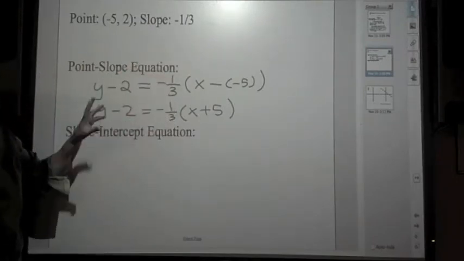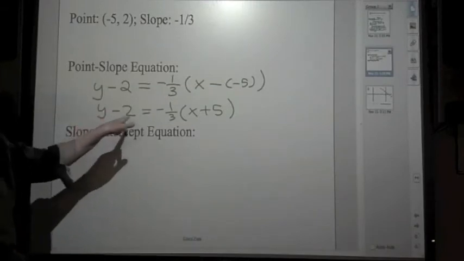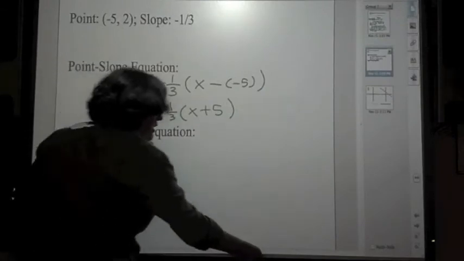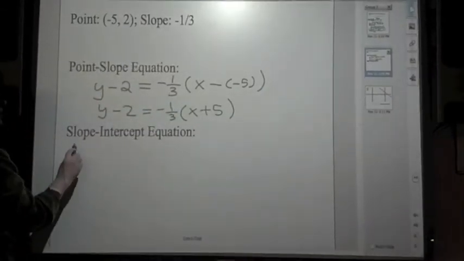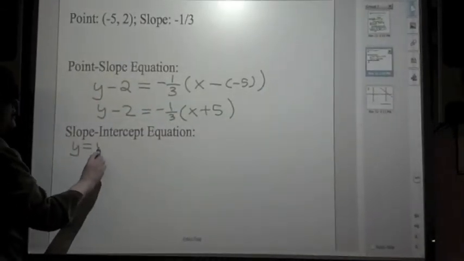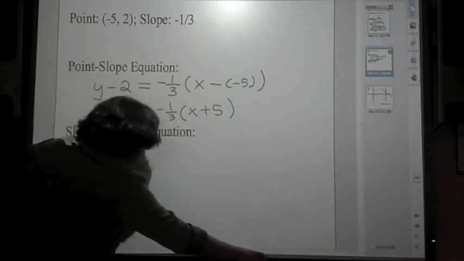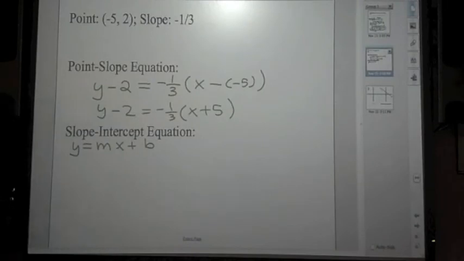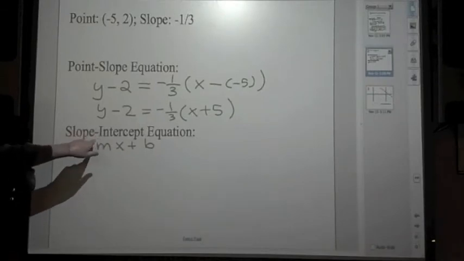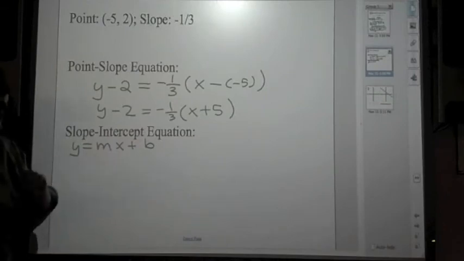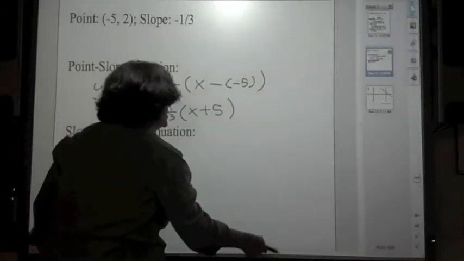Okay, now we're going to use some more magic of algebra and change this into slope-intercept. Remember, slope-intercept needs to be y equals mx plus b. What this means is, when you finish rearranging the equation so y is all alone, you'll have an equation that will have the slope, and magically the y-intercept will also appear. So let's do this. It's not so easy.